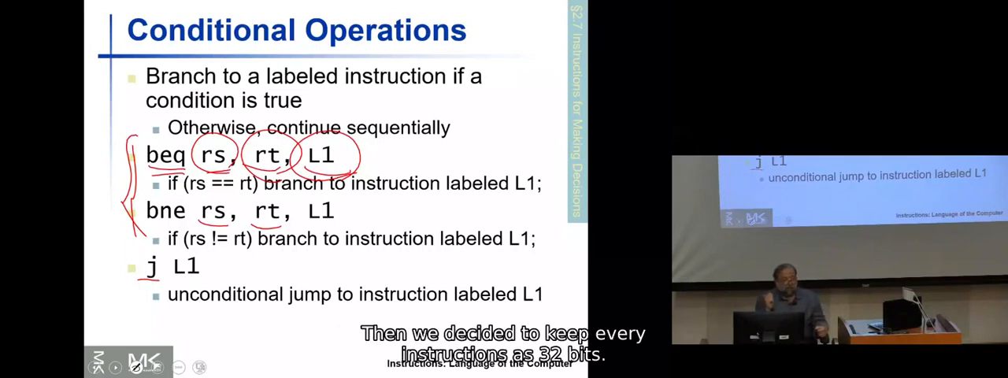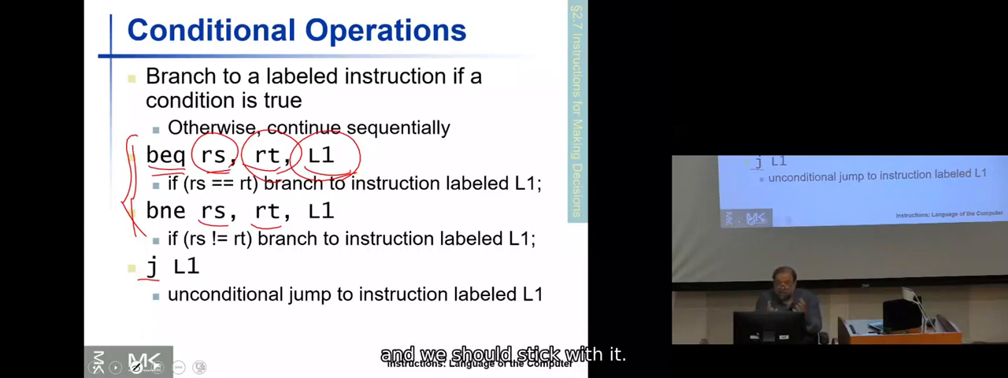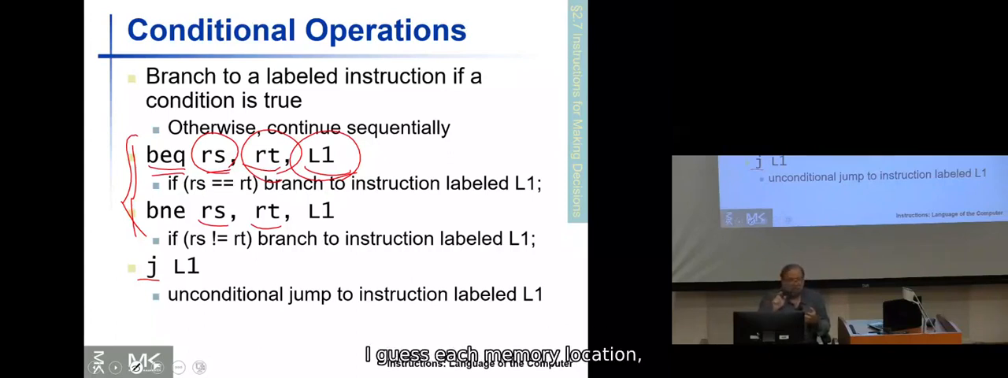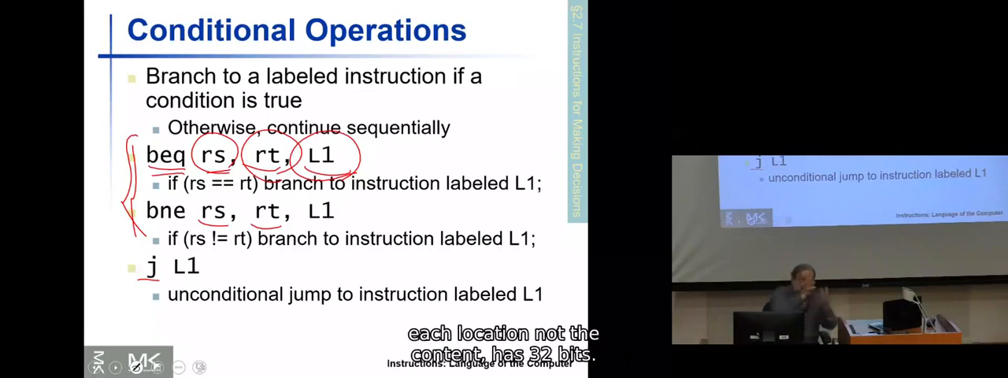So look at it. Think here, when we decided to keep every instruction as 32 bits, we are making some compromises, and we should stick with it. We know that it is not ideal, it is not perfect. The perfect would be what? What is the memory locations? I told you before, I guess. Each memory location, not the content, has 32 bits.